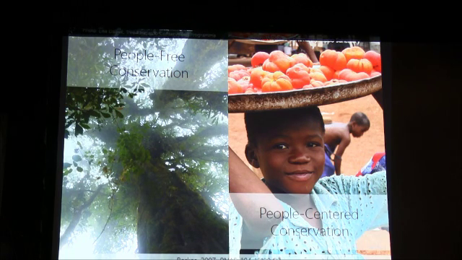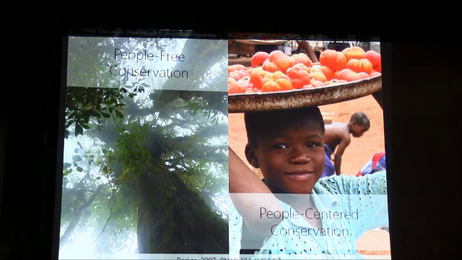On the flip side of the coin, we have people-centered conservation, which is this idea that really came into play in the 1980s, that communities and people should really be at the heart of conservation initiatives, that they should be bottom-up work that address development concerns as well as conservation.